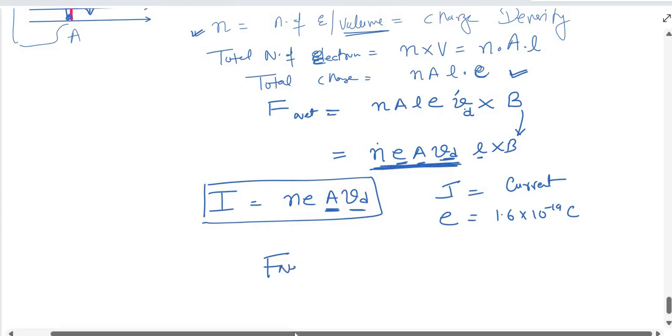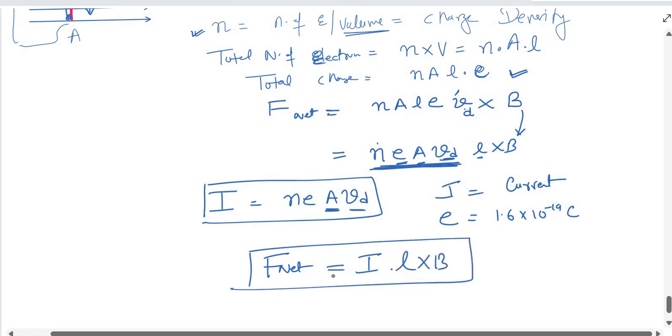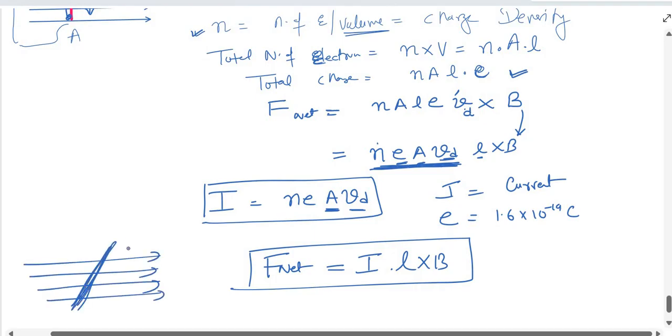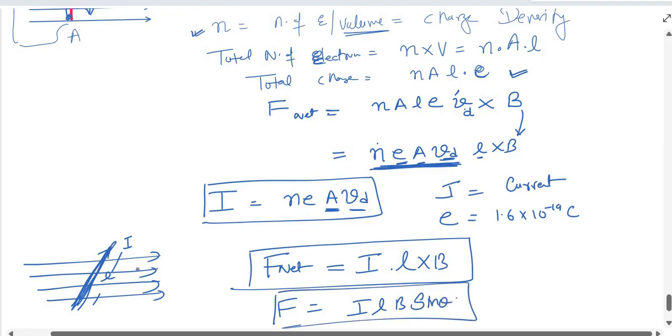So let me write down the force. The net magnetic force experienced by the wire will be I into L cross B. This is the net force experienced by the wire kept in a magnetic field. Suppose this is the wire, the current flowing is I, and the length of the wire is L. Then it can also be written as F is equal to ILB sine theta. And what is theta here? Theta is the angle between the magnetic field B and the length of the wire. This is the angle theta.